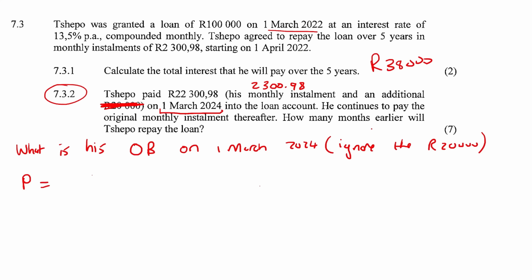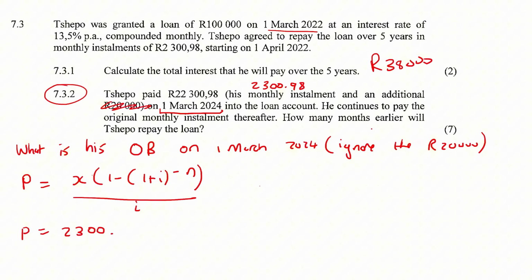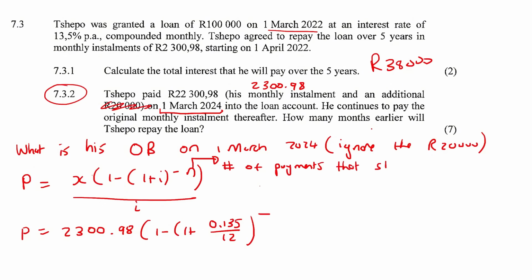So we know that this formula goes like this, and we're totally forgetting about that 20,000 for now. So what we're going to go and do is we're just going to say, okay, so we still know that he's paying 2,300.98, and we know that the interest rate is, and we know because I got it over there. And I know that when I use this formula, then I know that the n is the number of payments that still have to be made.